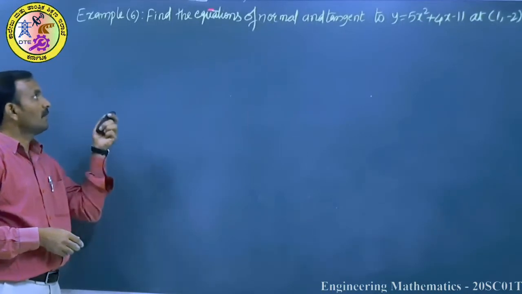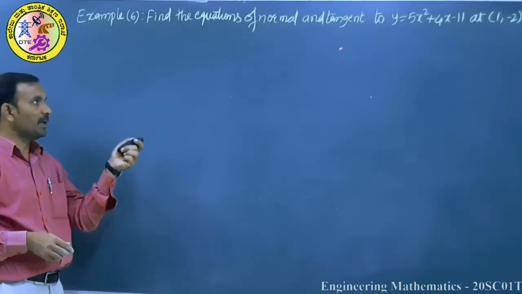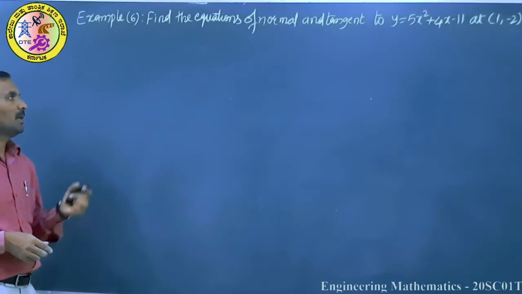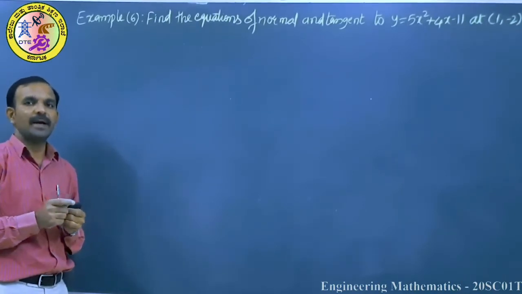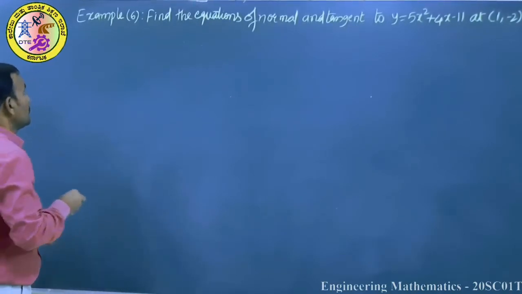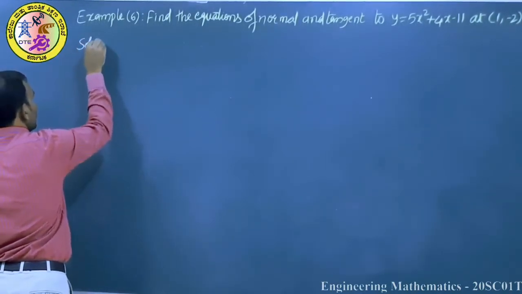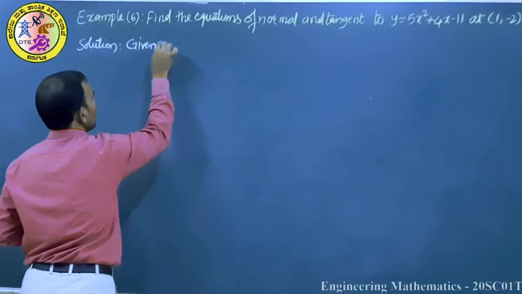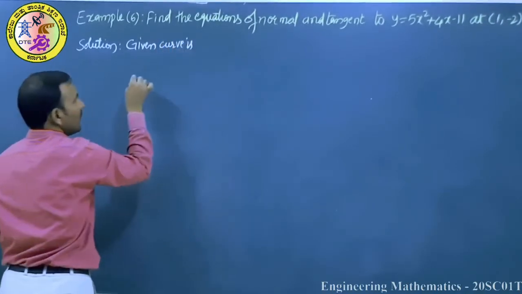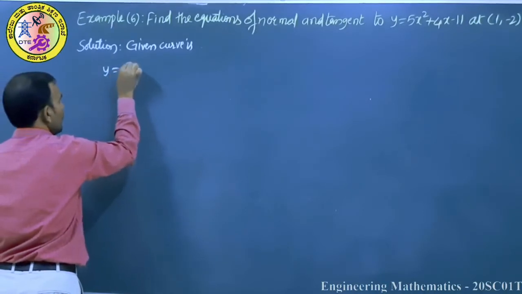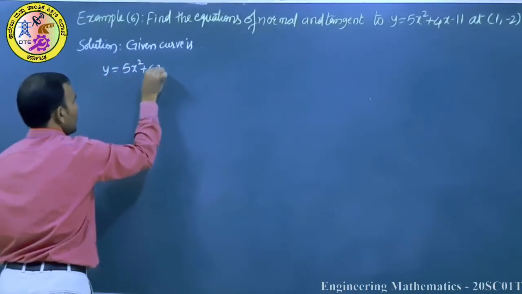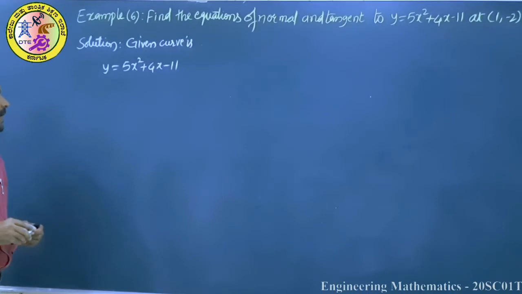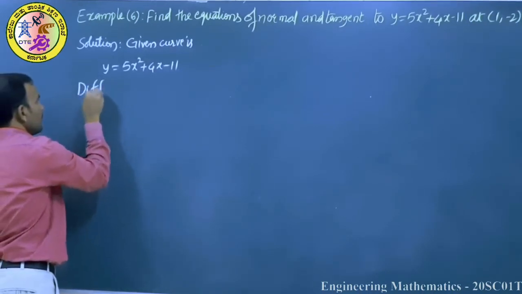Next, we are moving to example number 6. Example 6: find the equations of the tangent and normal to the curve y equal to 5x square plus 4x minus 11 at 1 comma minus 2. Here you have to find both the equation of tangent and the equation of normal. Now start the solution by considering the given curve. The given curve is y equal to 5x square plus 4x minus 11. You have to differentiate with respect to x.